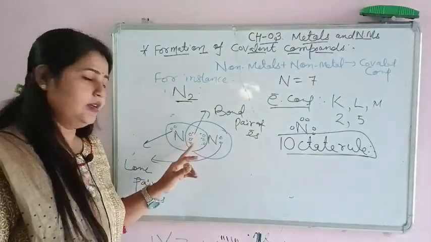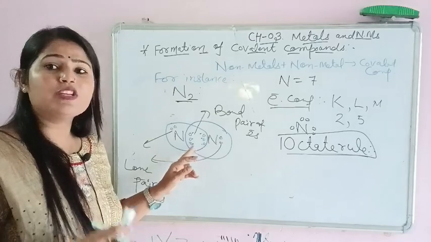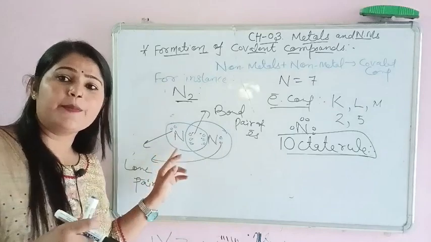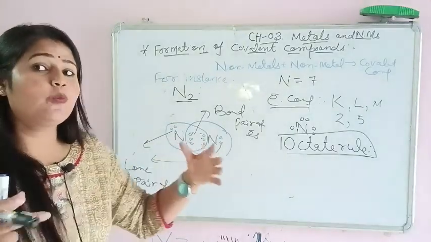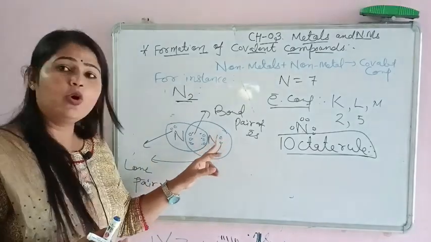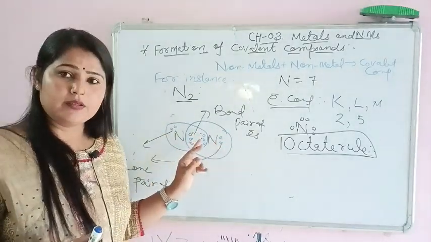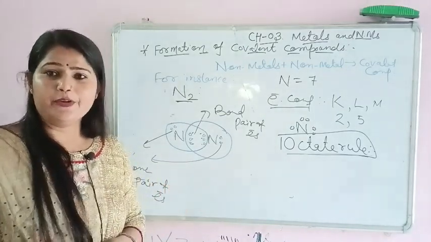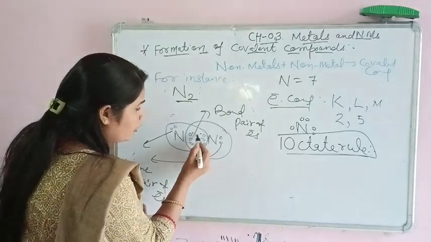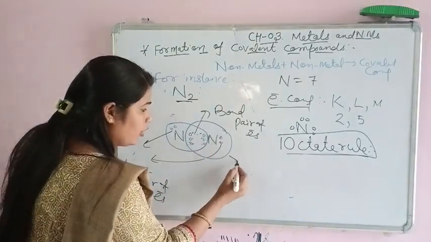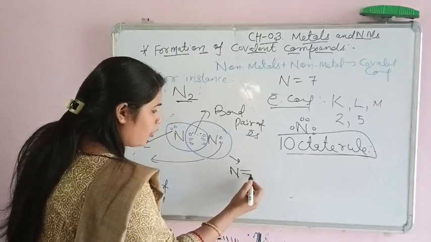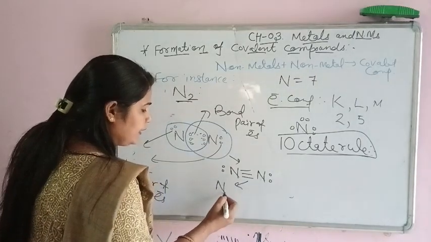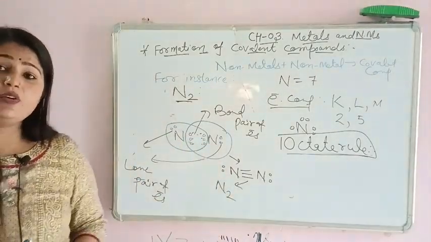There are 3 bond pairs of electrons present in N2 and 2 lone pairs of electrons in N2 which do not participate in the bonding. These are the lone pairs and these are the bond pairs. So can you imagine how many covalent bonds are formed in nitrogen? 1 bond, 2 bond and 3 bond. So nitrogen forms 3 covalent bonds and its formula is N2.